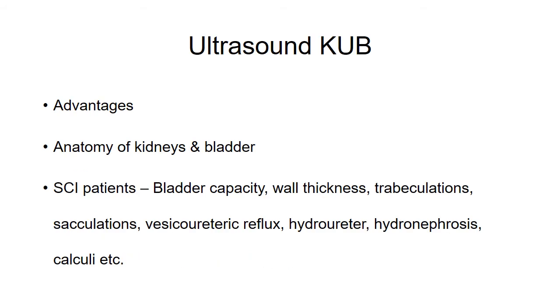Now moving to ultrasound kidney ureter bladder. Advantages are it is non-invasive, easily available, and it is of low cost. It shows anatomy of kidney, ureter, and bladder. In spinal cord injuries, we can look at the bladder capacity, wall thickness, trabeculations, saculations, vesico-ureteric reflux, hydroureter, hydronephrosis, calculi.